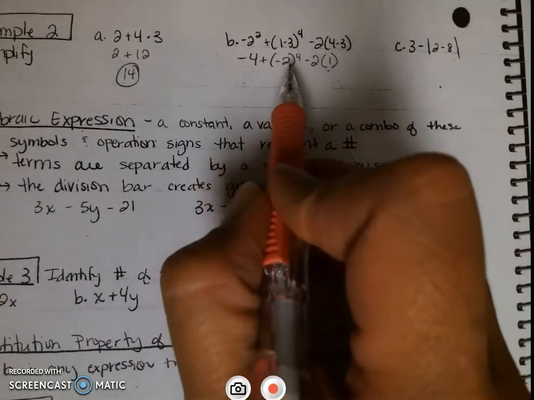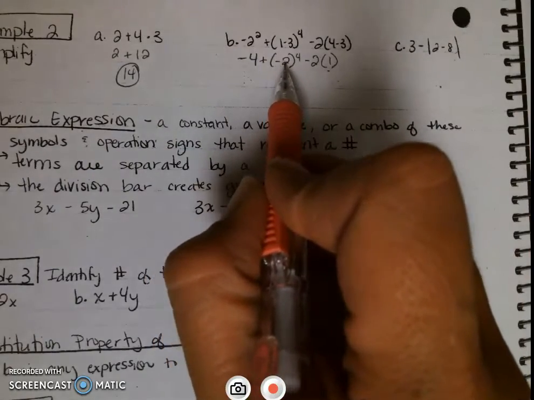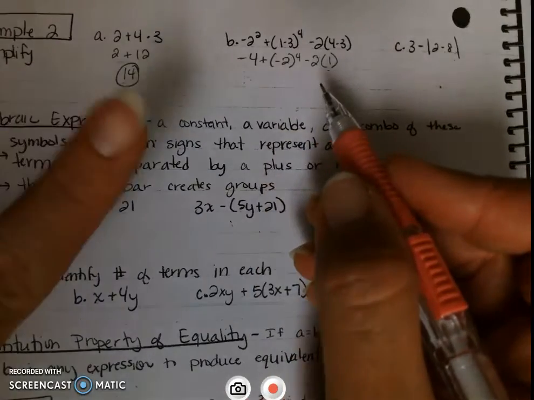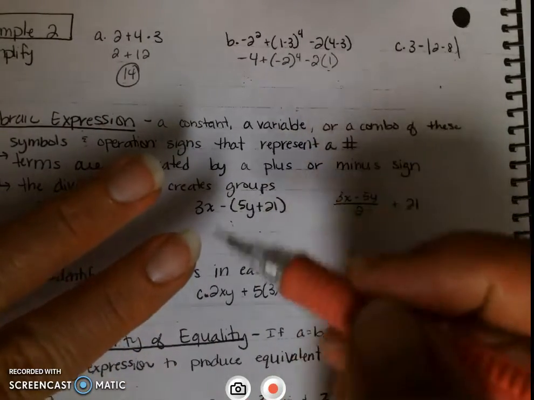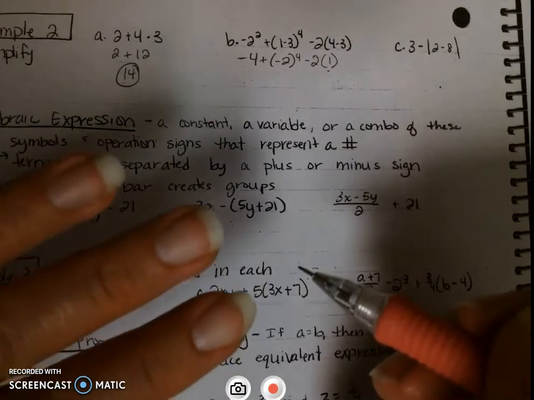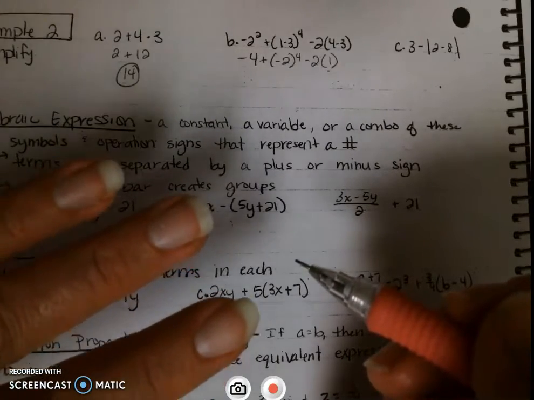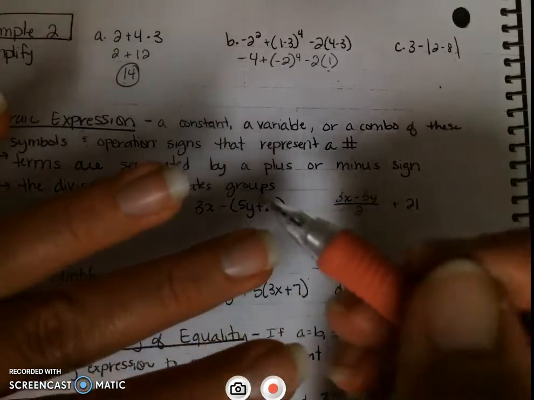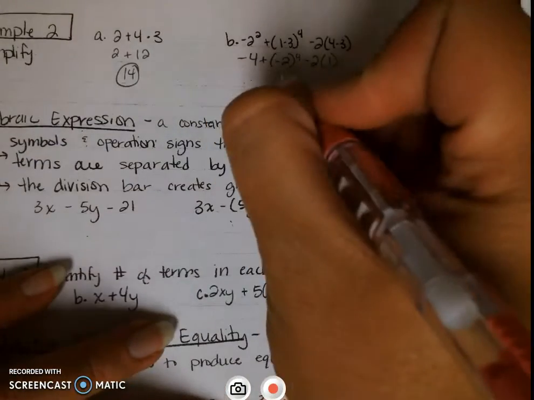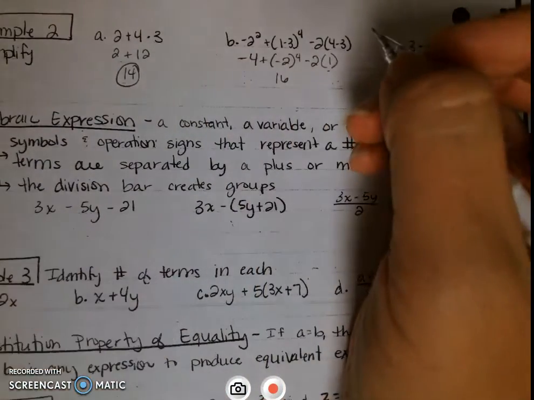Now this exponent is different. Okay, it is a negative 2, that quantity raised to the power of 4. So that's going to be negative 2 times negative 2, which is a positive 4. So positive 4 times negative 2 is a negative 8. Negative 8 times negative 2, well, that's a negative times a negative. So it's now a positive. So it's going to be a positive 16.